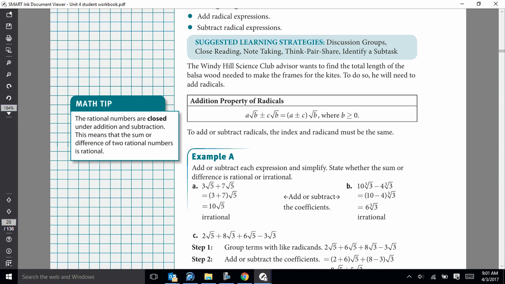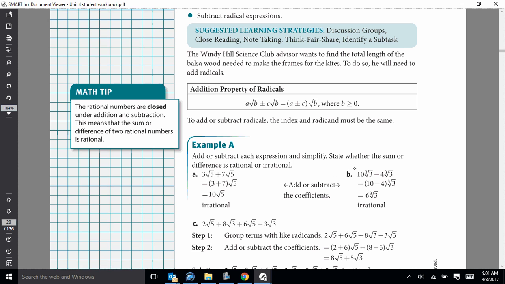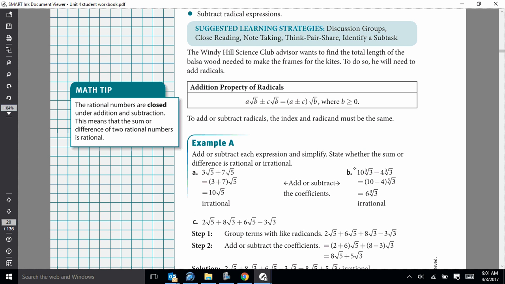I want to go back to what we already know. When we add or subtract fractions, what has to be true about the denominators? They have to be the same. So there are some rules when we add and subtract radicals. When we add and subtract radicals, the index and the radicand, or the base, have to be the same.